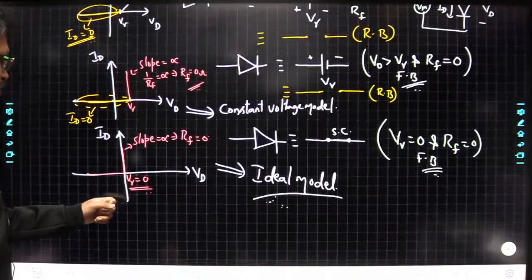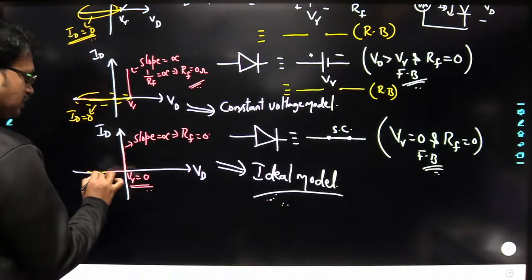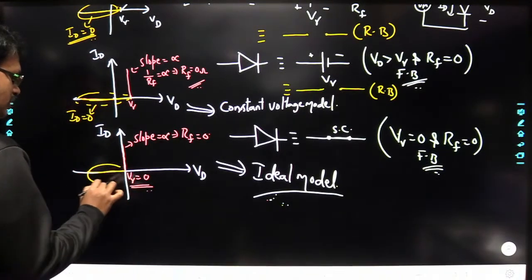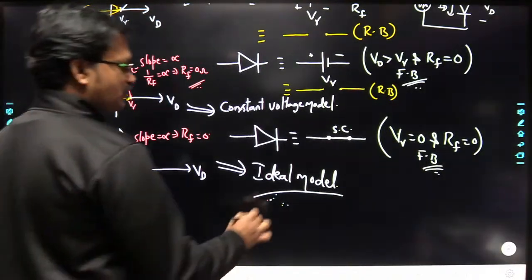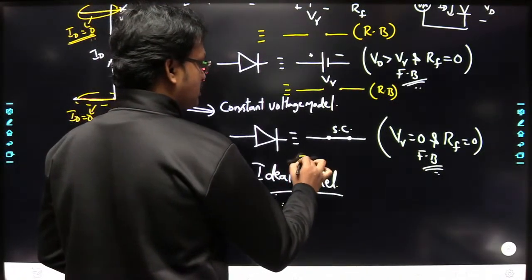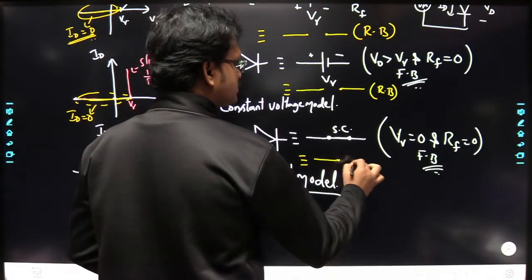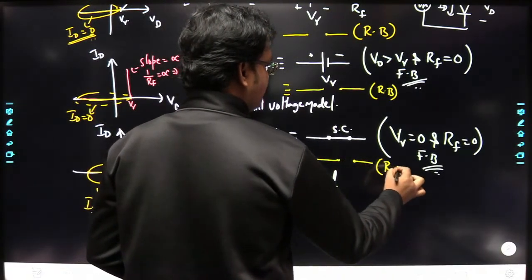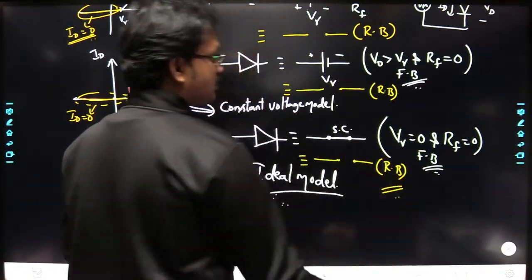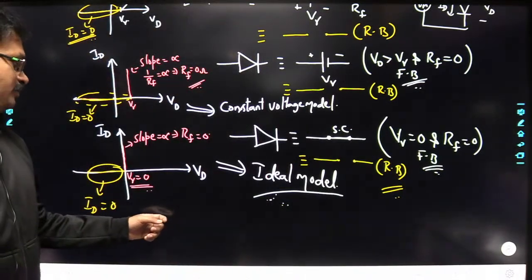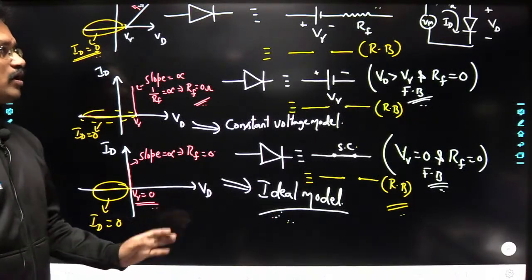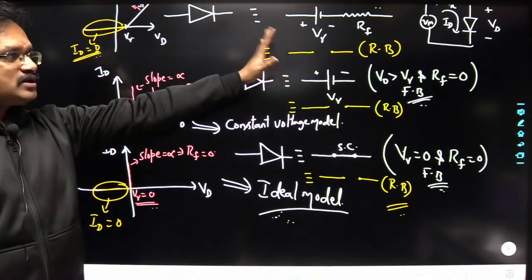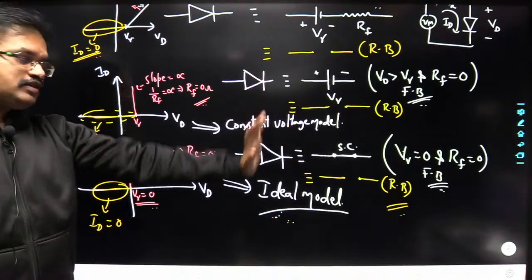Before V gamma the current through the diode is 0, so ID is equal to 0. That means you can replace the diode with an open circuit in reverse bias. Once the voltage across the diode becomes less than the cut-in voltage, you can replace the diode with an open circuit, and here also you can replace the diode with an open circuit.